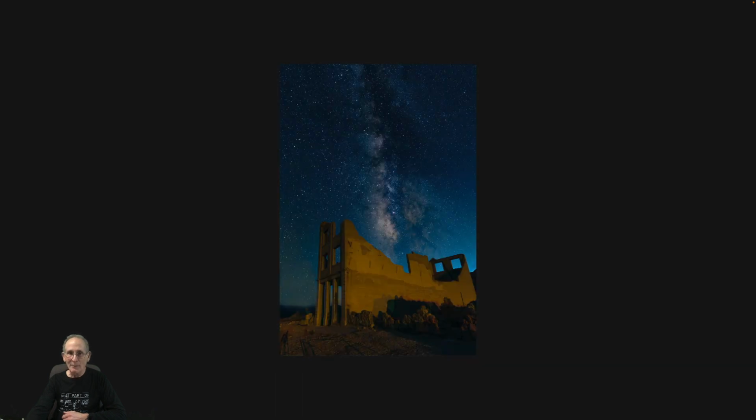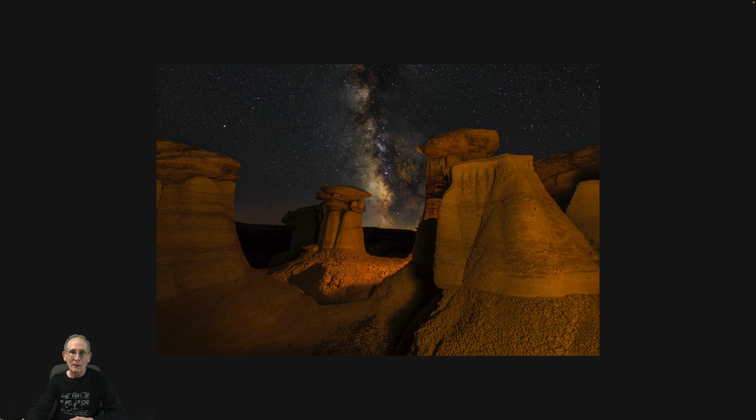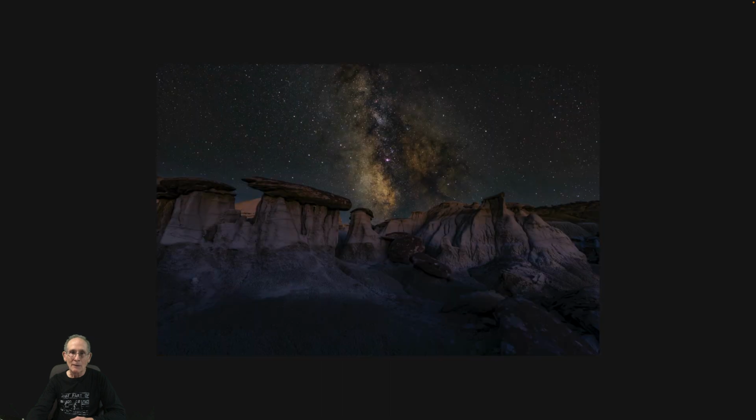So stacking is one of the best ways to get a lot of color and definition in your Milky Way. And as you can see, there's color in here as opposed to just white stars. If you were to look at this, you'd see blue stars, yellow stars, red stars. And that's what you get from doing the stacking technique.